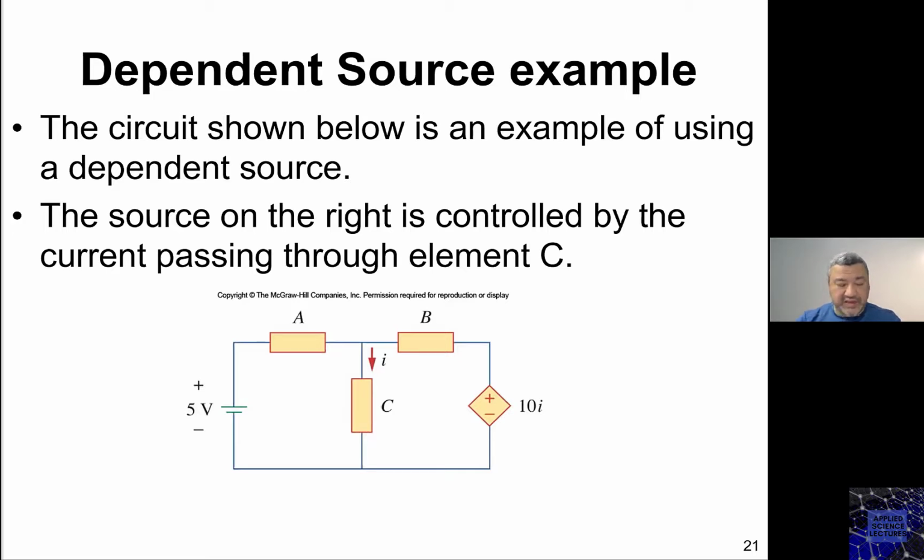So let's look at an example here to see where this dependence comes from. If I have this circuit, what kind of source is this? I see a diamond, then this is a dependent source. I see plus minus, then this is a voltage source.